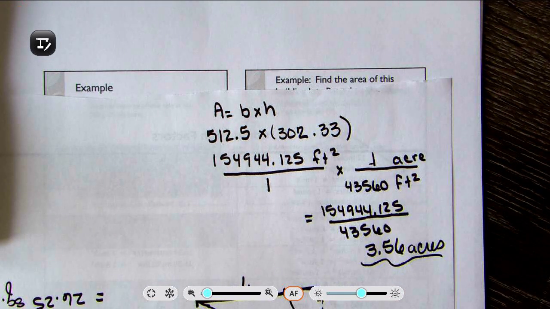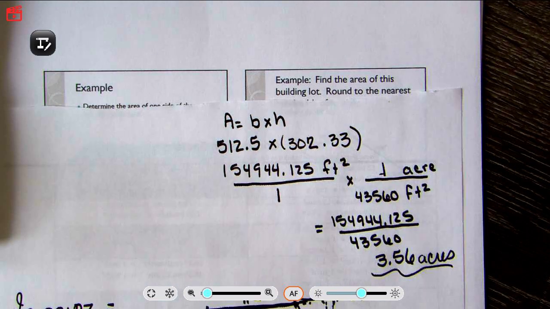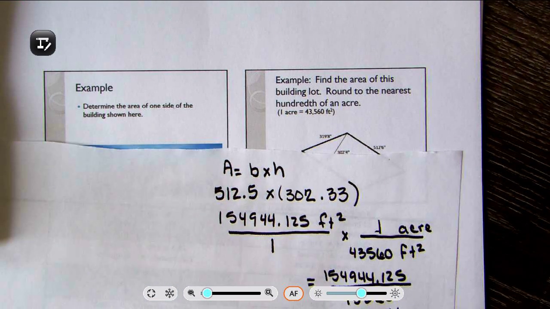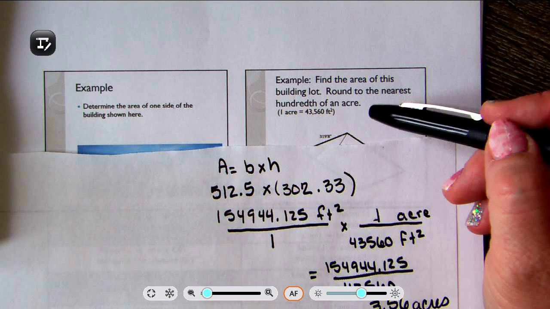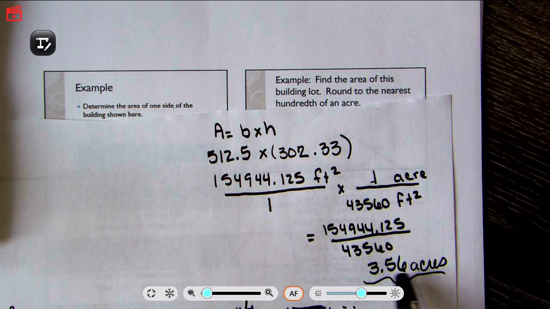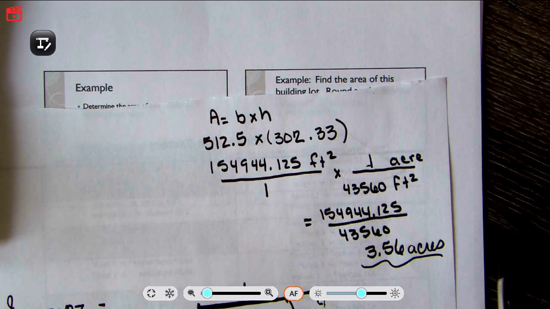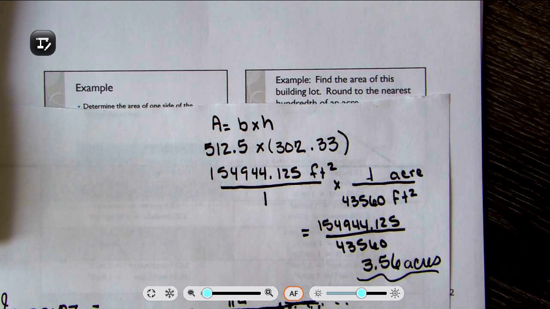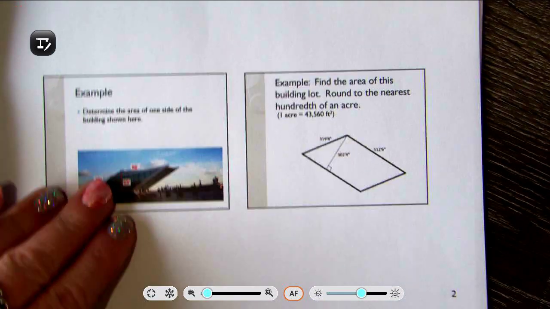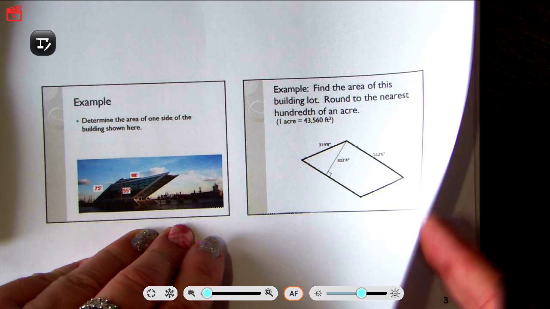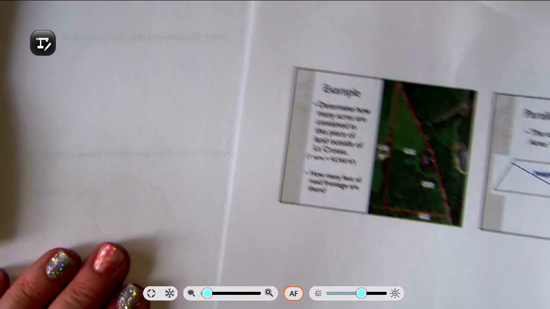So again, watch your questions. Make sure you convert them to what they want to be in, and round to whatever they wanted. So this one was the nearest hundredth, so that's 2 decimals. I did have 557, so I had to round up to 56. Again, that is area.